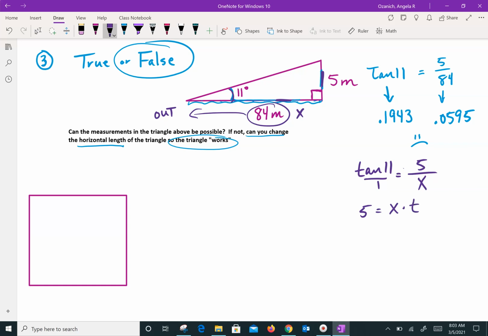We're going to cross multiply this way. It's equal to x times the tangent of 11. And in this problem, we are going to be dividing by the tangent of 11. So 5 divided by tangent of 11 is 25.7. So I have to change this quite a lot. Wow, that was way off. All right, here we go. x would have to be 25.7.